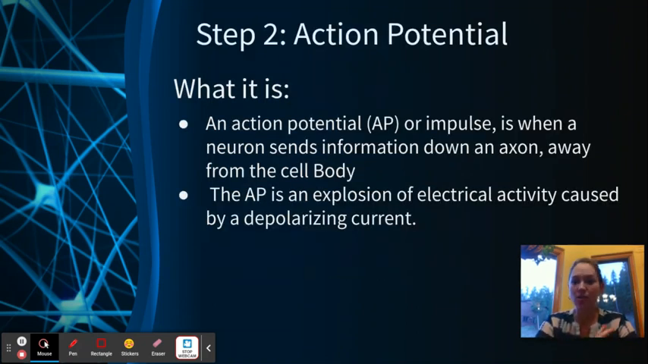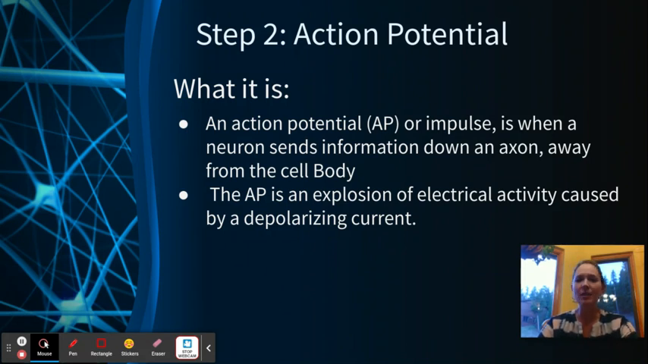An action potential, you will see me shorten it, AP, is also referred to as an impulse and is when a neuron sends information down an axon away from the cell body, because remember, neurons always travel in one direction. It's like a one-way street. And an action potential is an explosion of electrical activity caused by a depolarizing current. We're going to talk about what that depolarizing current means and how it works in a neuron so that it can communicate with other neurons or other effector cells.